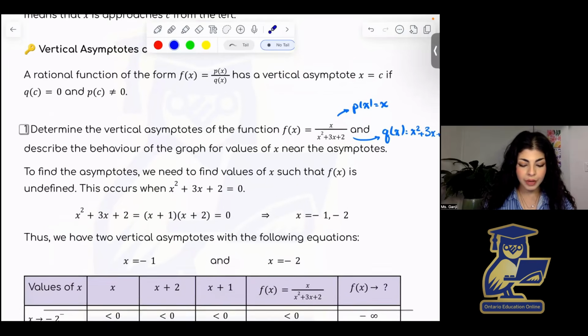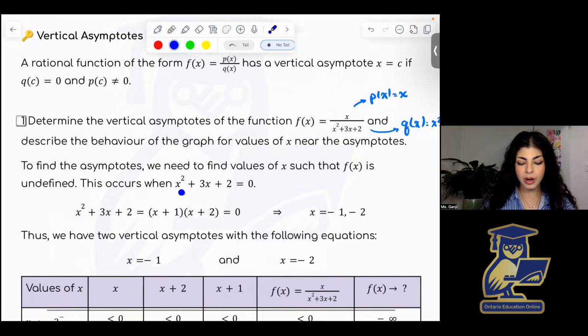So first, to find the asymptotes, we're going to factor x squared plus 3x plus 2 to get our factored form, and we get x plus 1 and x plus 2. So for this to be equal to 0, either x is negative 1 or x is negative 2. And so we actually have two vertical asymptotes here. Again, the reason is that p of x is just equal to x, so neither of these two values gives us p of x equal to 0. So it is an asymptote because it's only our denominator that is zero.